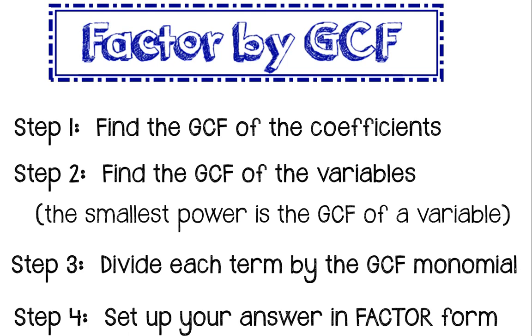And the trick is that the GCF, the greatest common factor of the variables, which is similar to the coefficients, is actually the smallest amount that they all share, right? So when we look at our variables, we're going to be looking for the smallest power, and that will tell us what our GCF is, if they share that variable. Step 3 will be dividing each term in our polynomial by the GCF that we found ourselves, and then we're going to set up our two answers in factor form, right, as a product.